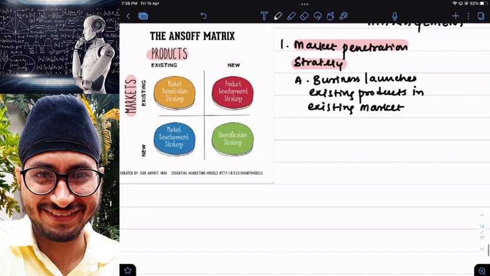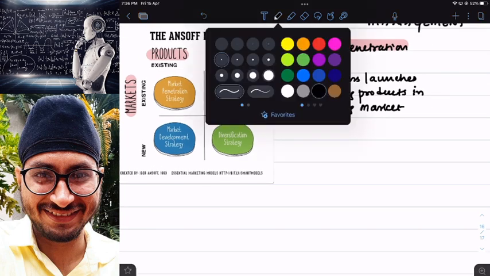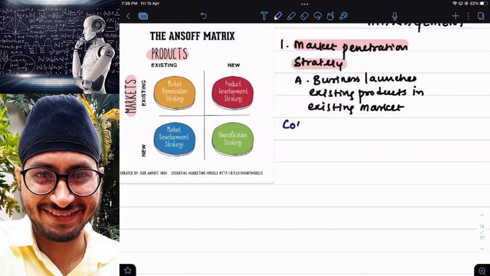Example, sir, let us say Colgate. What does Colgate say in its ad? Brush twice in a day. It clearly says you should brush twice in a day. Why, sir? When you start brushing twice in a day, automatically you will consume more toothpaste. Since you are consuming more toothpaste, you are going to buy more frequently compared to others.